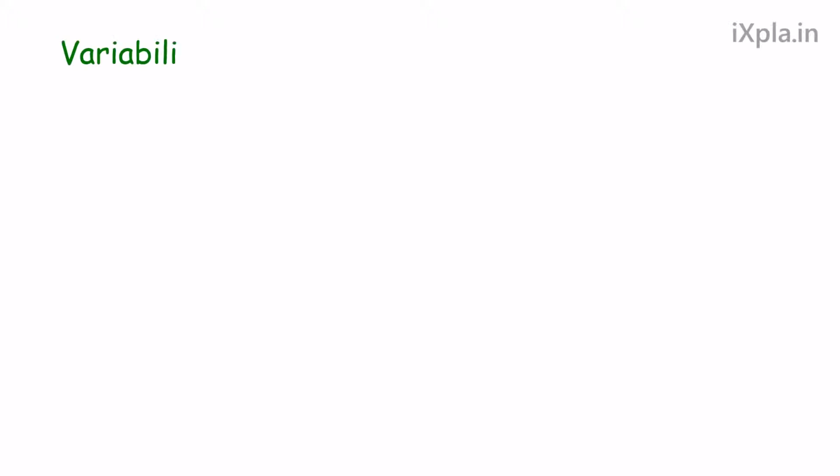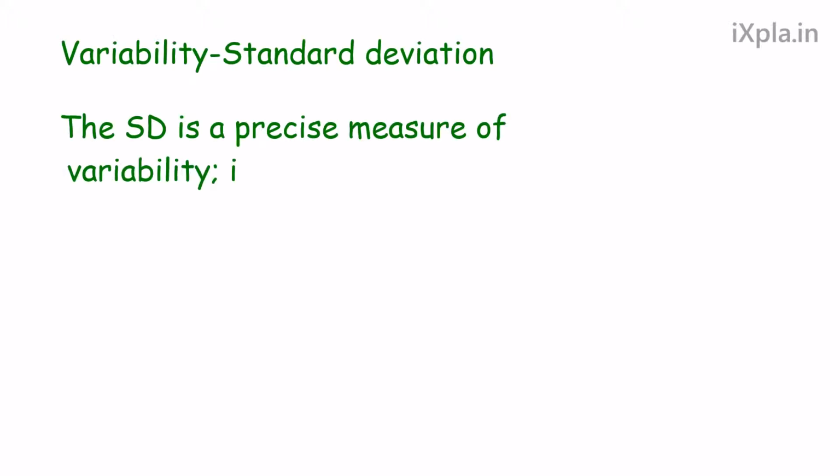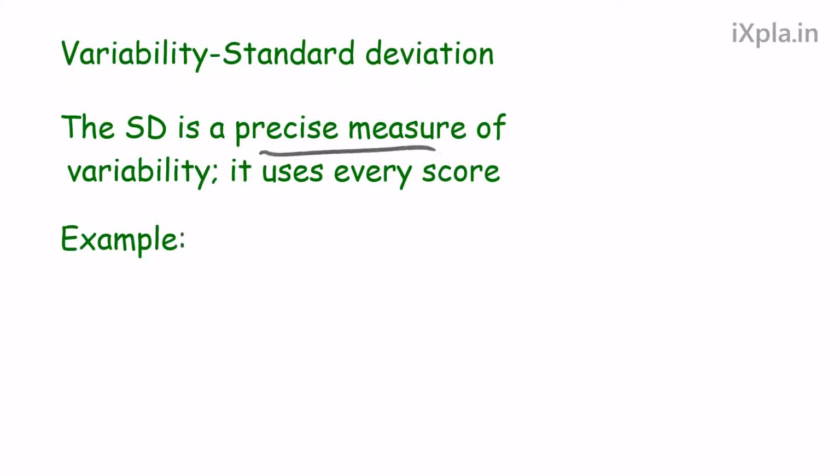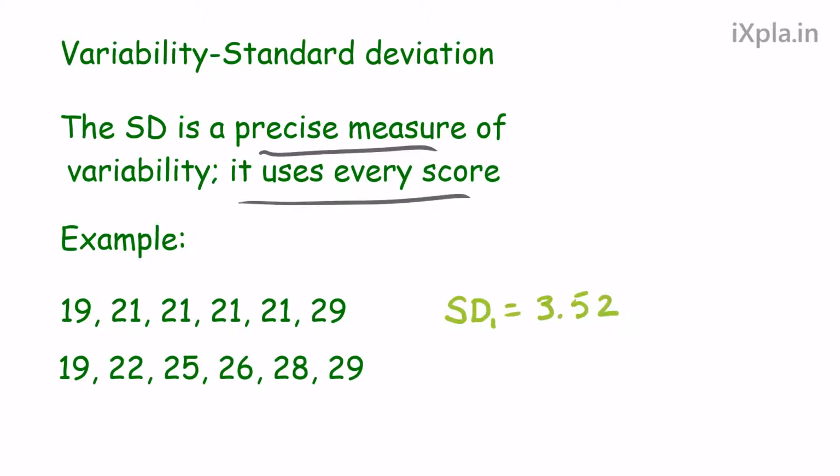And so now what we're going to be learning for the rest of the video is the standard deviation. The standard deviation is better than the range because it is a more precise measure. It uses every single score in order to compute a measure of variability. So again, I have two data sets. The first data set right here, if I compute its standard deviation, it is 3.52. I'm going to compare that to the second data set.